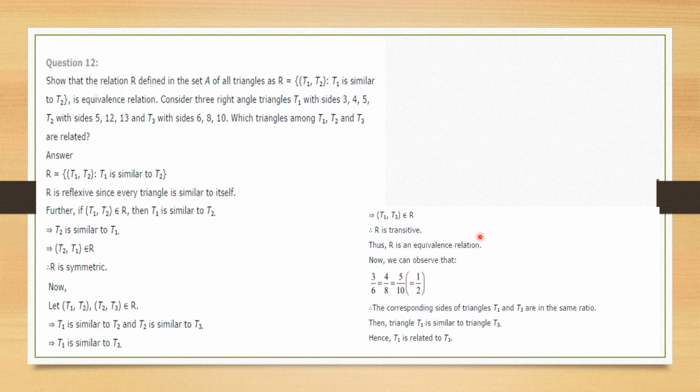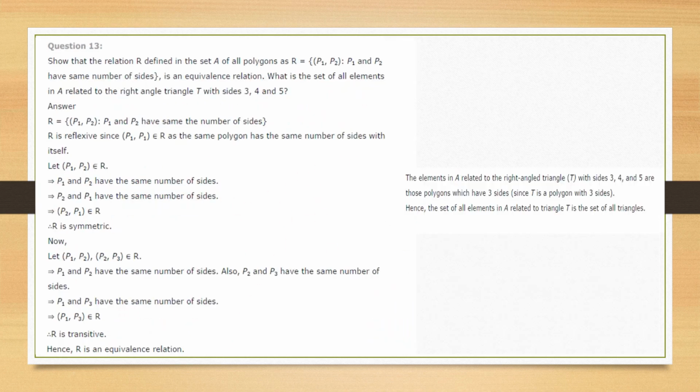Now let us work out which pairs among T1, T2, T3 are similar. We have to work out the ratios of corresponding sides. If I take 3 by 5, 4 by 12, 5 by 13, they are not giving the same ratio. But 3 by 6, 4 by 8, 5 by 10 give the same ratio, half. So the corresponding sides of triangles T1 and T3 are in the same ratio. Hence T1 is similar to T3. That means T1 is related to T3 with the relation defined in this problem.